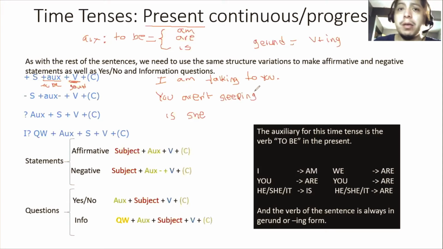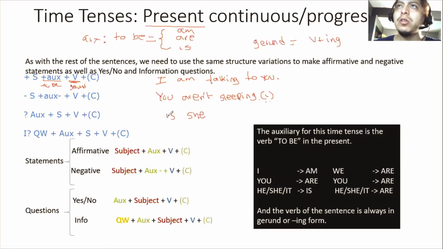If you were sleeping, you wouldn't be watching me. So you aren't sleeping. The complement is always optional, so maybe with this, it's okay. You aren't sleeping. This is a negative statement. Subject, auxiliary with negative, and the verb is always with ing, okay?